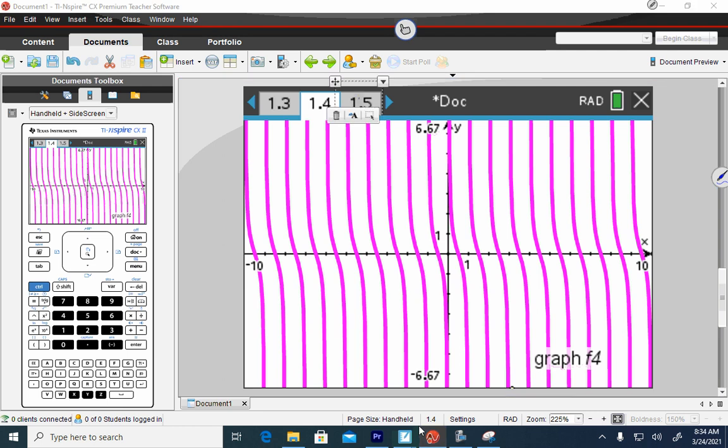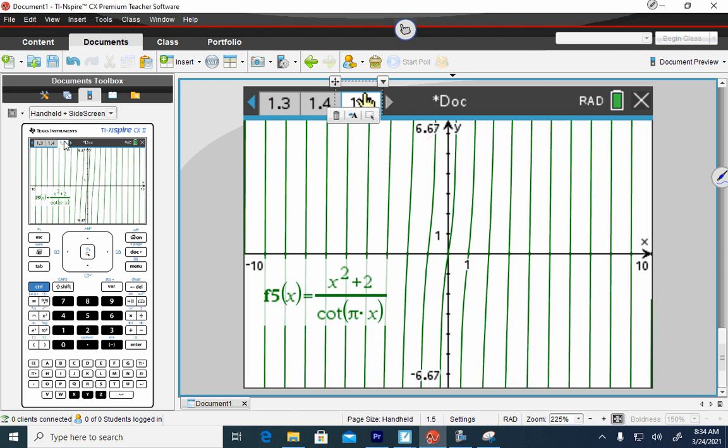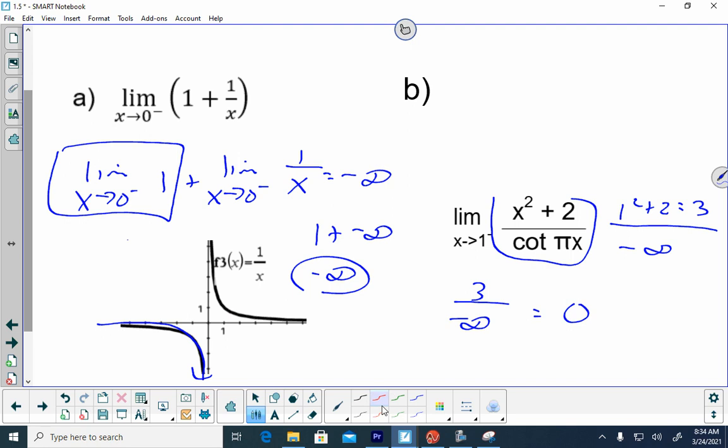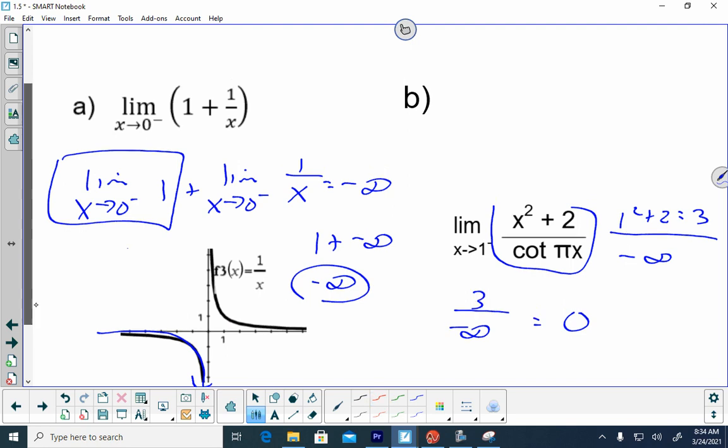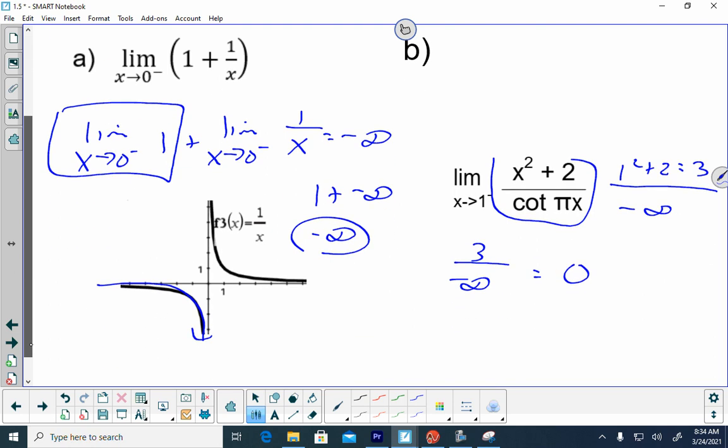I forgot that I can't do it that way. That's the whole thing. So if I'm looking at the place 1, this is the whole graph put together. I can see that at 1 it looks like it's going to approach 0, which is what I got here using the properties. So if it asks you to use the properties, then I kind of want to see the 3 over negative infinity.